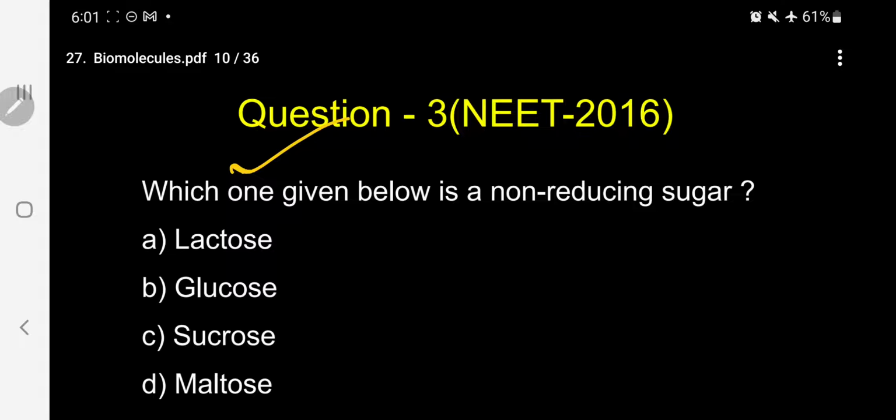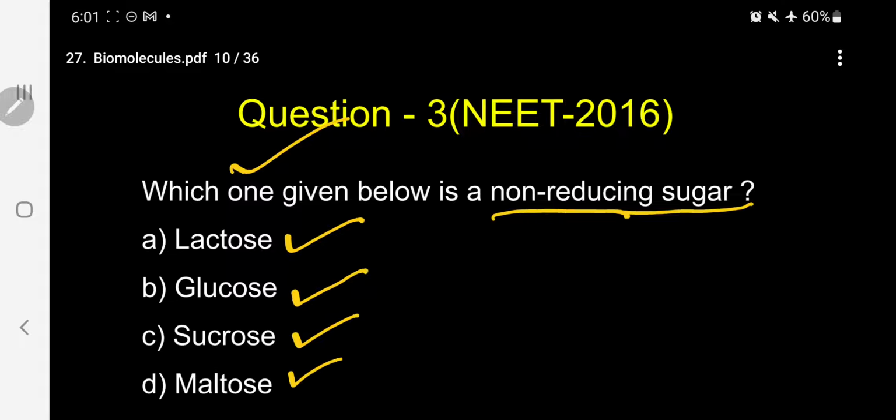Which one given below is a non-reducing sugar? A. Lactose. B. Glucose. C. Sucrose. D. Maltose. So all the four sugars given here are disaccharides. Lactose, it is from milk. Glucose, it is a monosaccharide. Sucrose is a disaccharide. Maltose is also a disaccharide. So, except glucose, all are disaccharides.